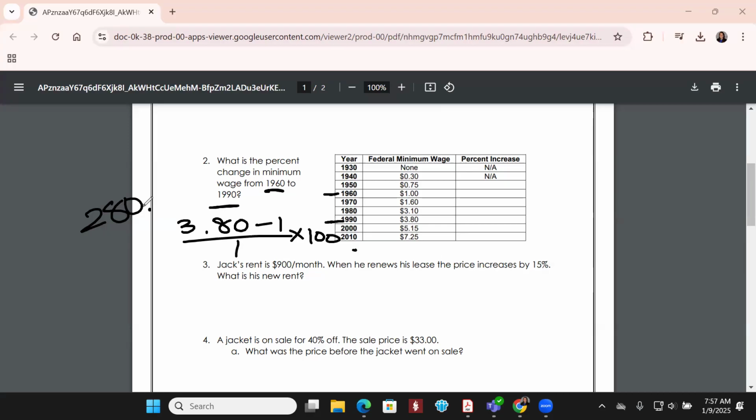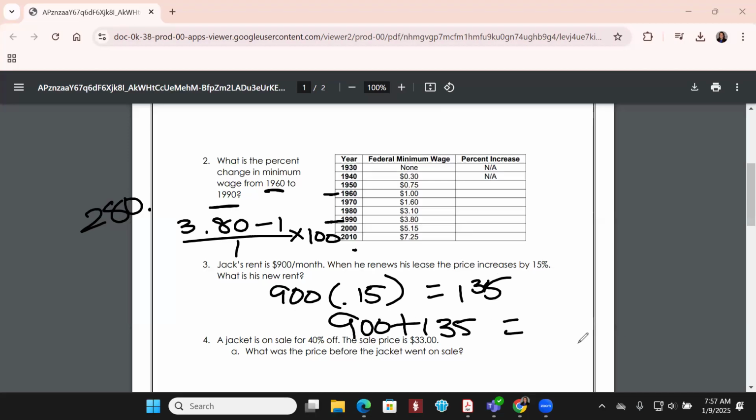Okay? Jack's rent is $900 per month. When he renews his lease, the price increases by 15%. What is his new rent? We're going to multiply that together. What did that give me? 105. Okay, and then we're going to take 900... 135. All right. Okay. Thank you, guys. All right, so we're going to take 900 plus 135, and what did that give you? Okay. Questions? Okay.